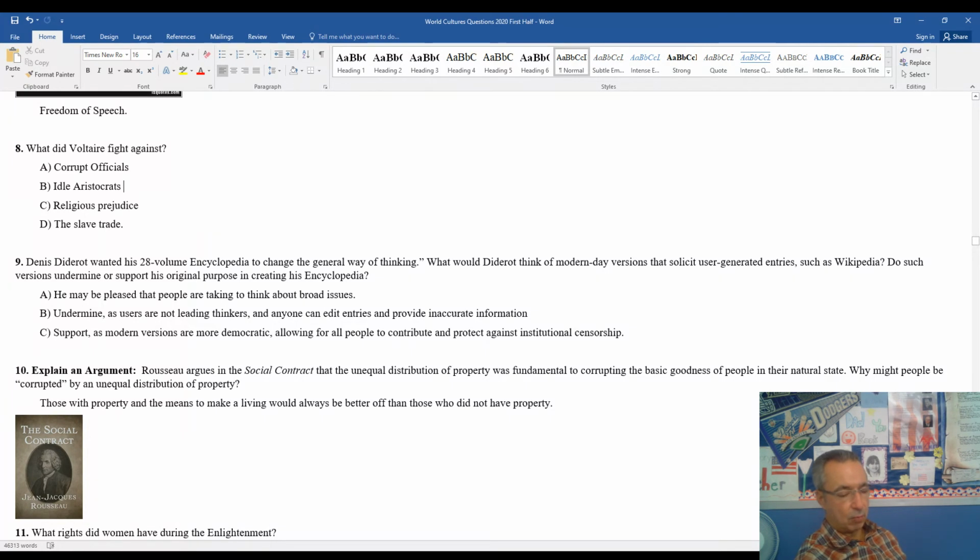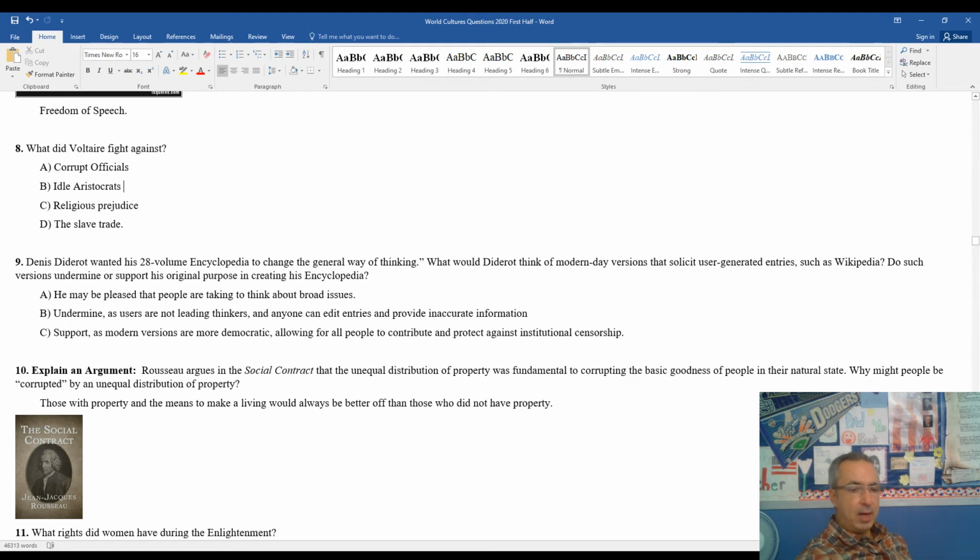And of course, Diderot was a leading thinker of his time. And anyone can edit entries and provide what could be amounts of inaccurate information, which is why Wikipedia is not something that's permissible. You cannot use that as, let's say, a source for a paper or a project in class.